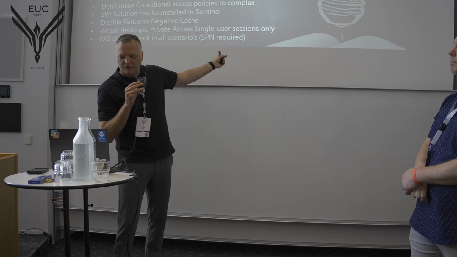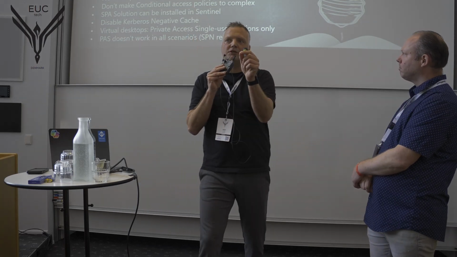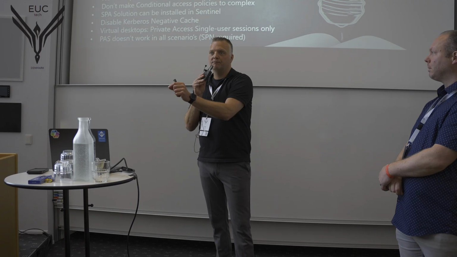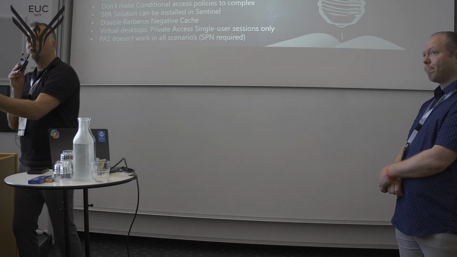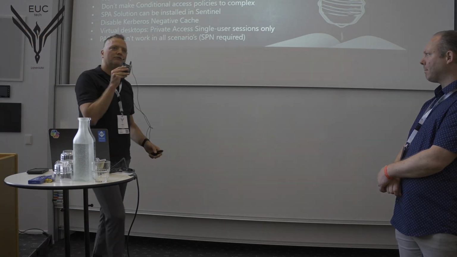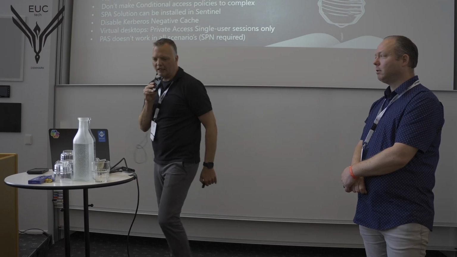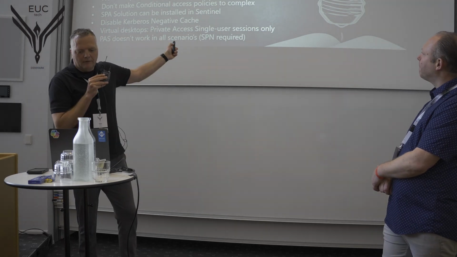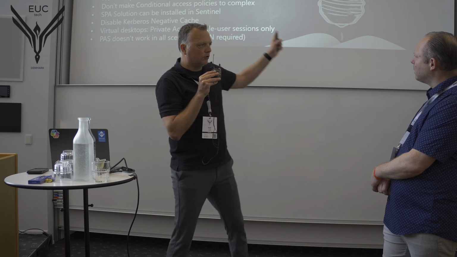Let's see. So, disabled network trust. We tried running it on virtual desktop and Cloud PC. It works in single user scenarios only, because the GSA client works on the network stack. If you have multiple users running on the same machine and they all go through the same network, then Secure Private Access says, this sounds like a complex thing and I don't know what to allow. So Private Access does not work in all scenarios.